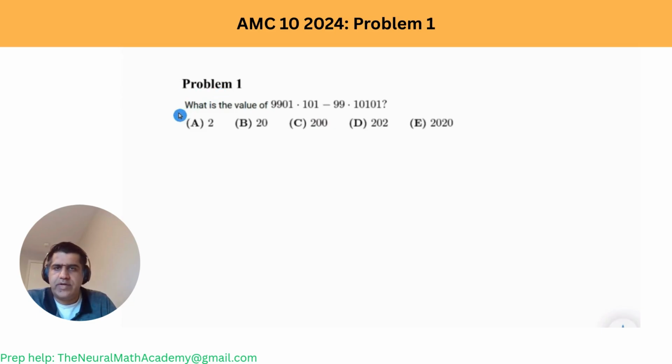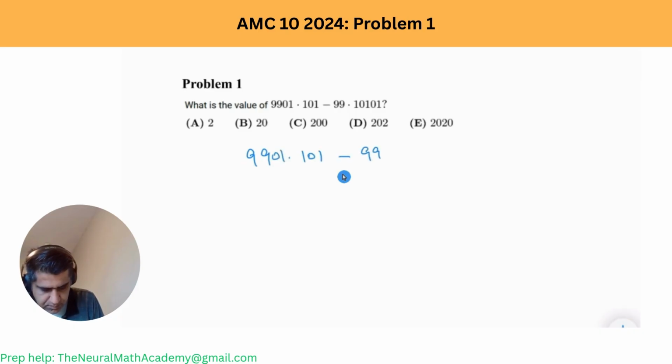Let's solve problem 1, where we have been asked to find the value of this expression. So we can solve this problem by applying the distributive property. So we start with the given expression. And then we can write it like this.